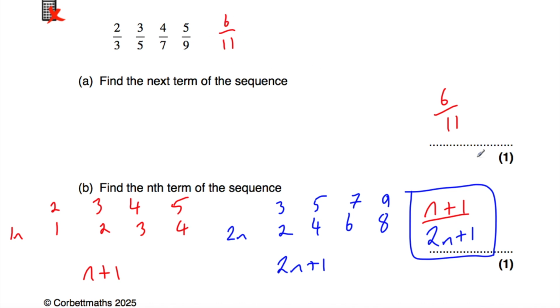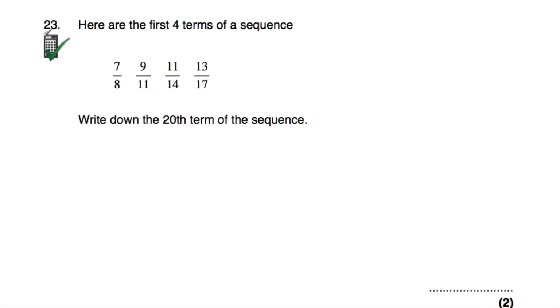So that's right. Okay, let's have a look at our next question, question number 23. Question number 23 is a bit similar to question numbers 21 and 22 in terms of it being a fractional sequence. And we're told here are the first 4 terms of a sequence, 7 eighths, 9 11ths, 11 14ths, and 13 17ths. And we've been asked to write down the 20th term in the sequence.